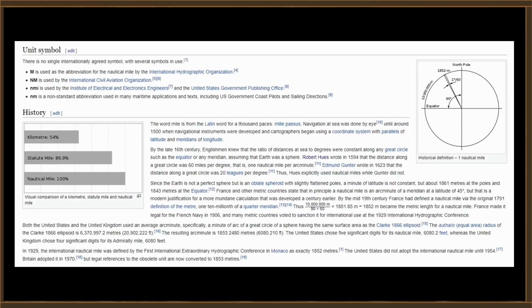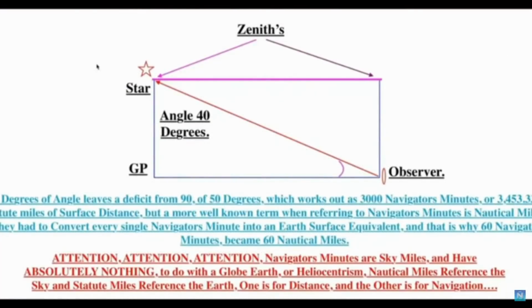What's important to note is that the distance subtended by 1 minute of arc is a constant. It does not change. That is a nautical mile, and you're going to see why that's important in just a minute. Well, how are you doing? This is a follow-on from my earlier video about the nautical mile.